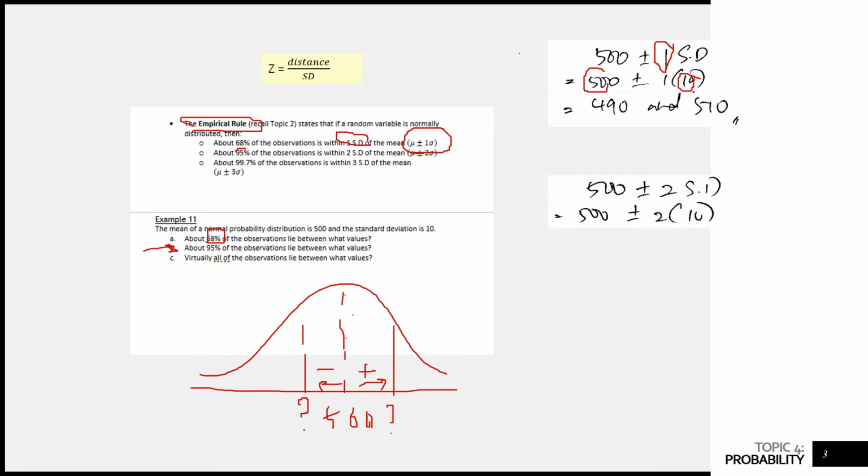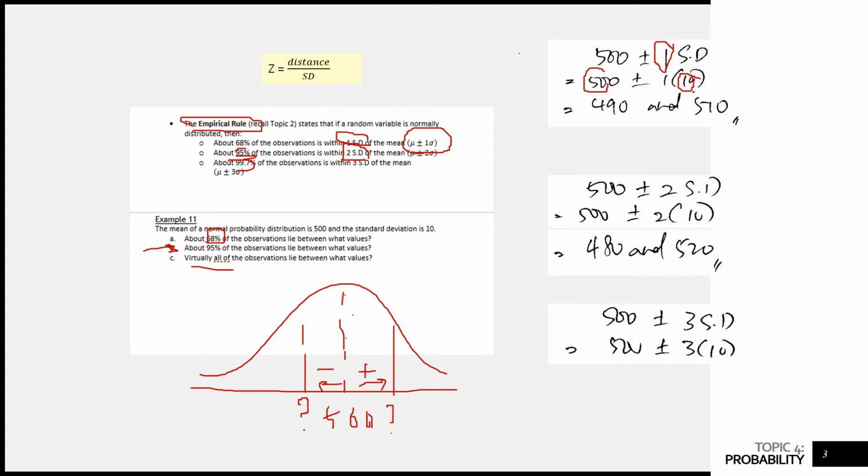The next question, what about 95% of the observations lies between what values? You just keep on writing 500 plus minus 2 now, because you know 95% is basically 2 standard deviations from the mean. You put all of the values into the formula and you get the answer, 480 and 520. And finally, virtually all, or about 99.7% of the observations lie between what values? It's basically 500 plus minus 3 standard deviations. So you'll get your answer, 470 and 530.